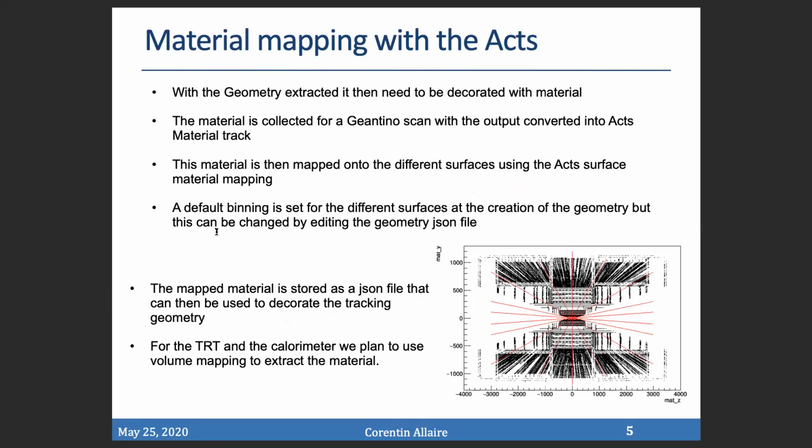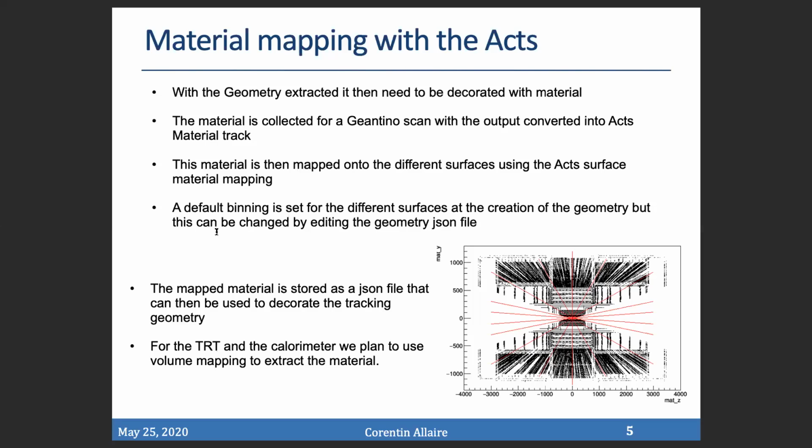Okay. So once we have extracted our geometry, the next step is to decorate the geometry with material. So to do that, what you need to do is use Geant4 to do a Geantino scan of your detector, the Atlas detector in that case. And what this Geantino scan is going to do is propagate through your detector and create a hit when it interacts with material, giving you specific information about the material at any given point. So that's what you can see on the bottom right here for the Atlas inner detector. You can see the different shapes that we already saw in the geometry before.